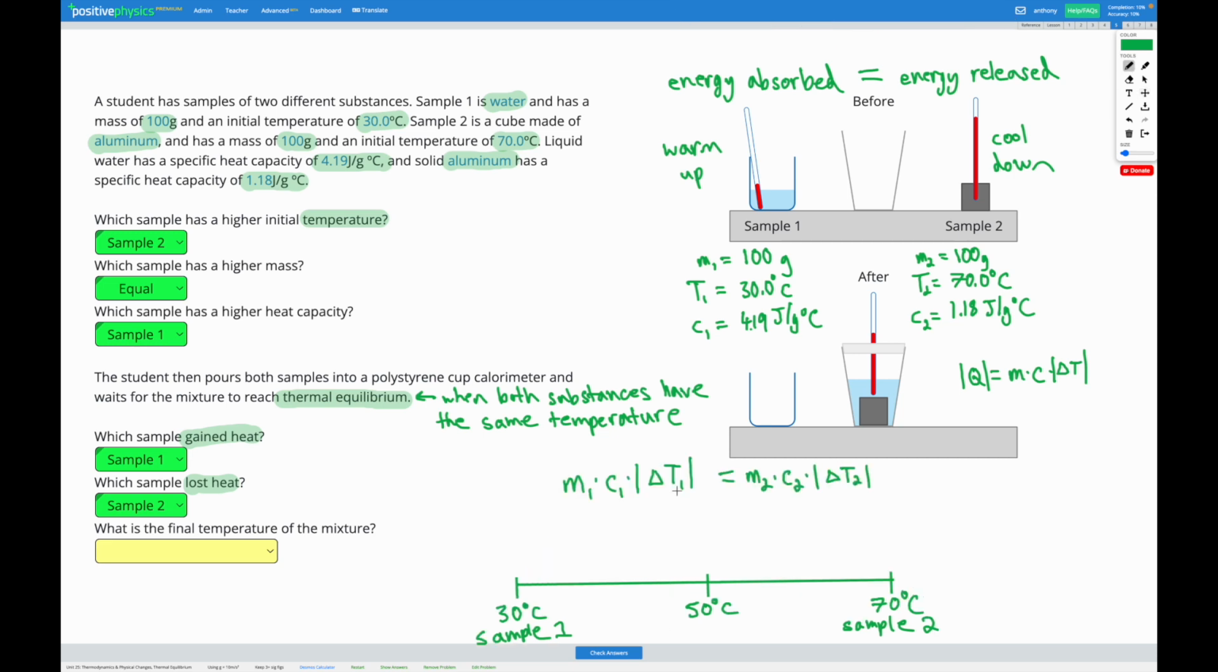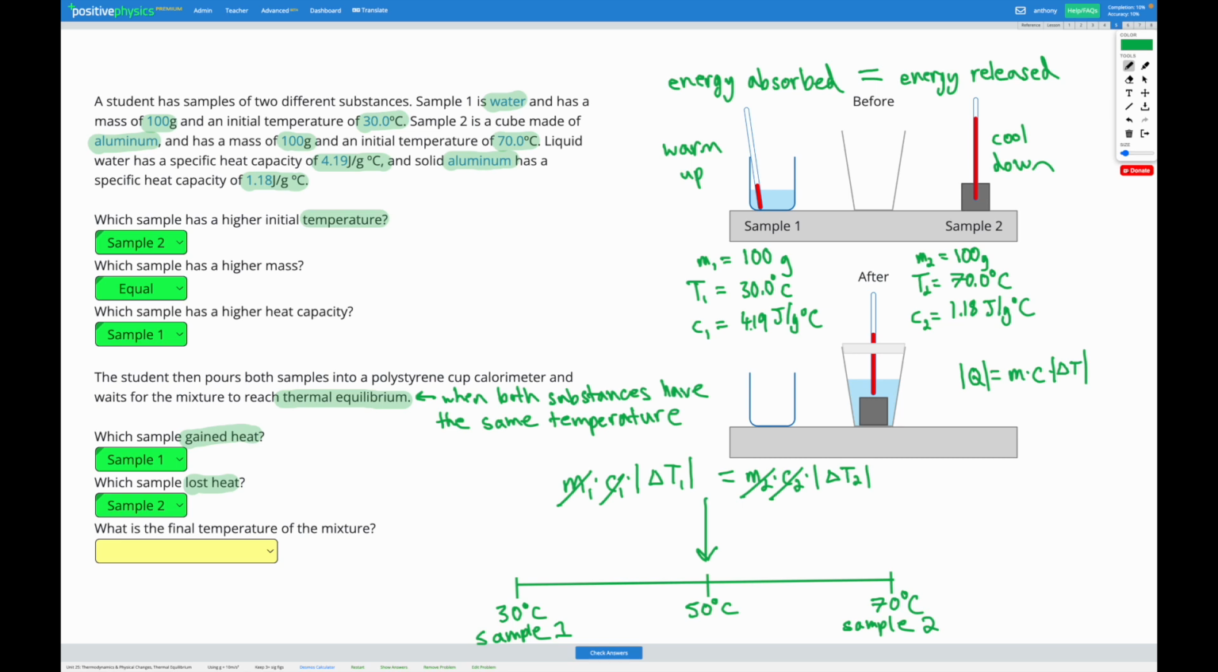So first, let's imagine a situation where we have equal masses and equal specific heat capacities. So that would mean we'd have the same substance and the same amount for sample 1 and sample 2. So in that case, our M1 and our M2 would be the same. So if M1 is the same as M2, they would cancel out. If C1 is the same as C2, they would cancel out. And that would mean that our change in the temperature of substance 1 would be equal to the change in temperature of substance 2. That would mean our final temperature would be right in the middle.